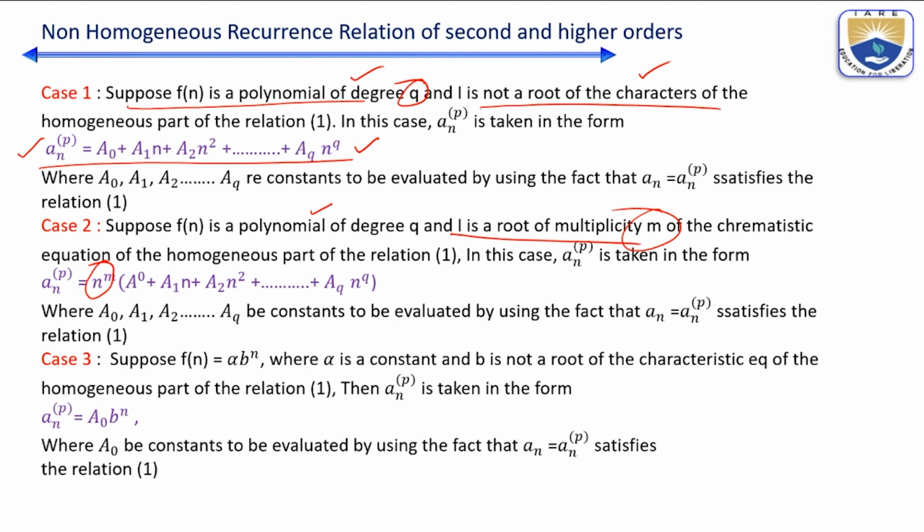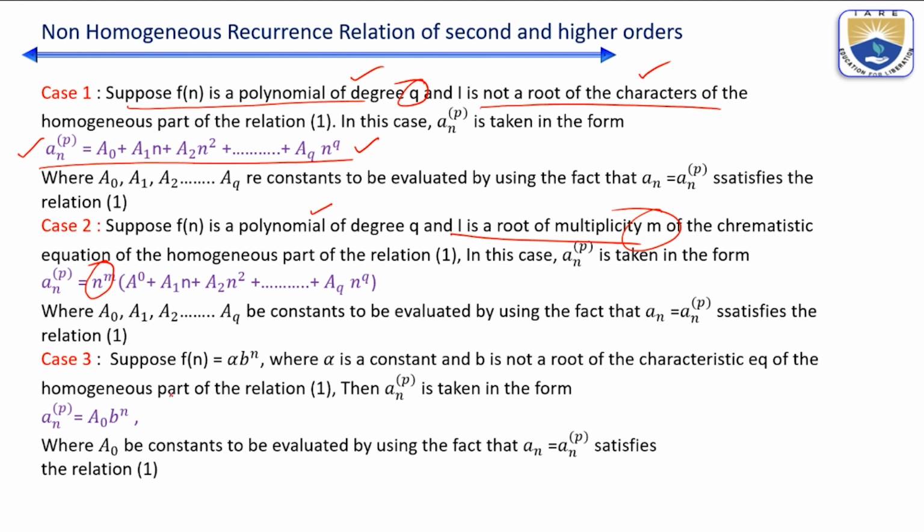Suppose 1 is a root of the auxiliary equation repeated twice; then we write n squared. If it is repeated thrice, then we write n cubed. Like that, if it is repeated m times, then we write the assumed particular integral as n to the power of m into the whole thing.